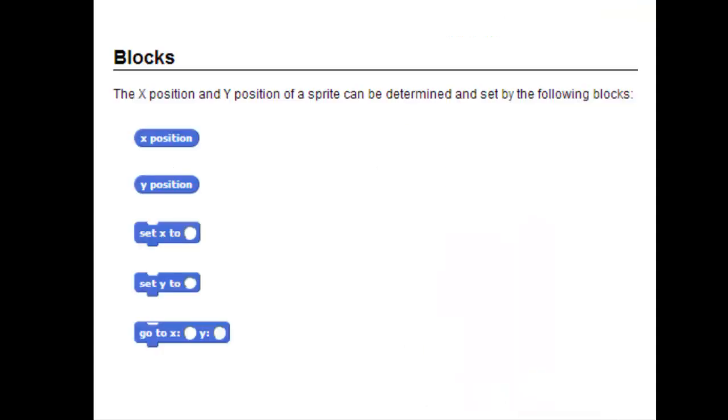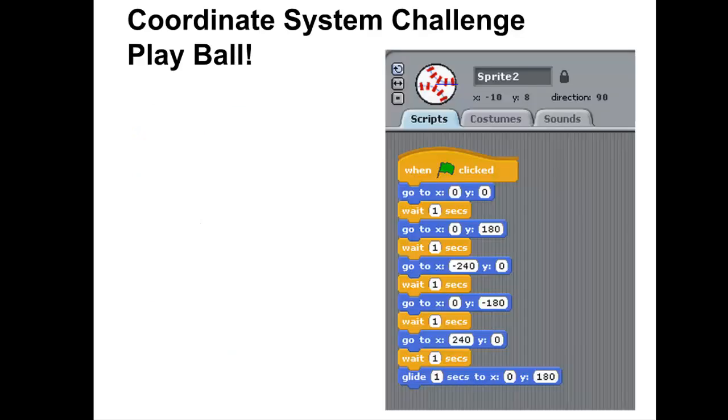There are a variety of blocks you use to send your sprite or read where your sprite is. The X and Y positions can be determined and set by the following blocks. The first 2 are reporter blocks. We'll use them when we want to begin to work on the Scratch interactive belts. The 3 others are stack blocks, and they tell the sprite to move to a particular X and Y position.